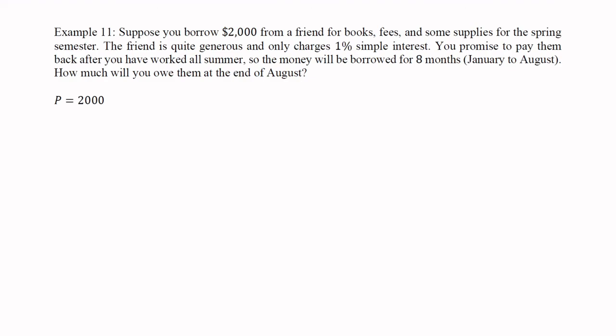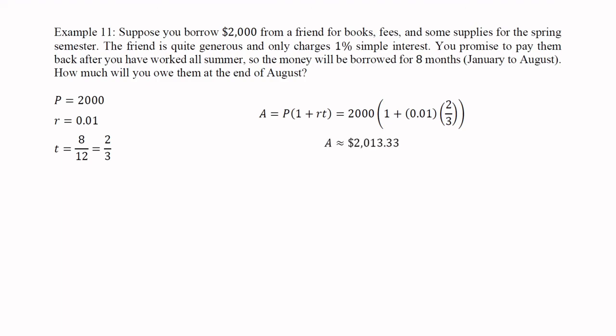So our principal, we're borrowing $2,000 at a rate of 0.01, and for a time of 8 months. Remember, we have to express it as years. So 8 months out of 12 months in a year gives us a fraction of 2/3. So 2/3 of a year is the period of the loan. So we're going to plug all that information into our simple interest formula. And when we put this into our calculator, we end up getting approximately $2,013.33, of which $13.33 is the interest that you paid on that loan.